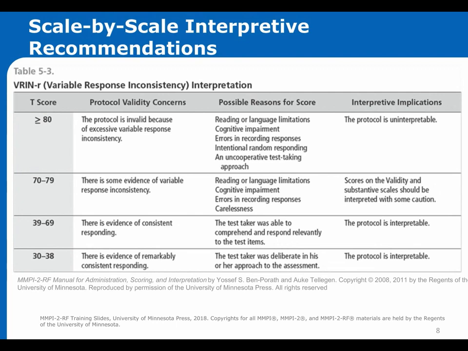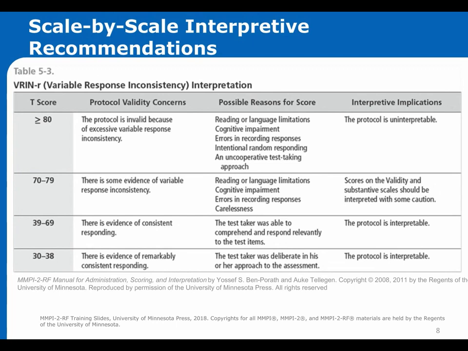But here we have the interpretive recommendations for variable response inconsistency. As you've learned in an earlier module, this scale assesses the degree to which someone randomly responds to the MMPI-2-RF. And in the first column, we have various t-score cutoffs, ranging from relatively low t-scores of 30 to 38 to the top left where we have a high t-score cutoff of 80 or higher. And of course, because these are in t-score units, 50 is the general population mean.